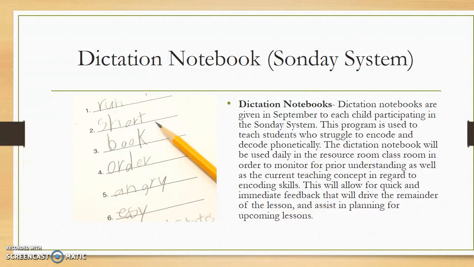Dictation notebooks, that's also part of the Sunday system, the Orton-Gillingham Wilson reading program, and for spelling. If you think of it as giving a spelling test, but it's not really a test, you're really just dictating a word that you've taught the student, and this is an ongoing assessment. So the students have this daily, and they're comfortable with it. They're used to it, and it's part of their routine, and you can give immediate feedback and also plan further lessons and make teachable moments from your data.